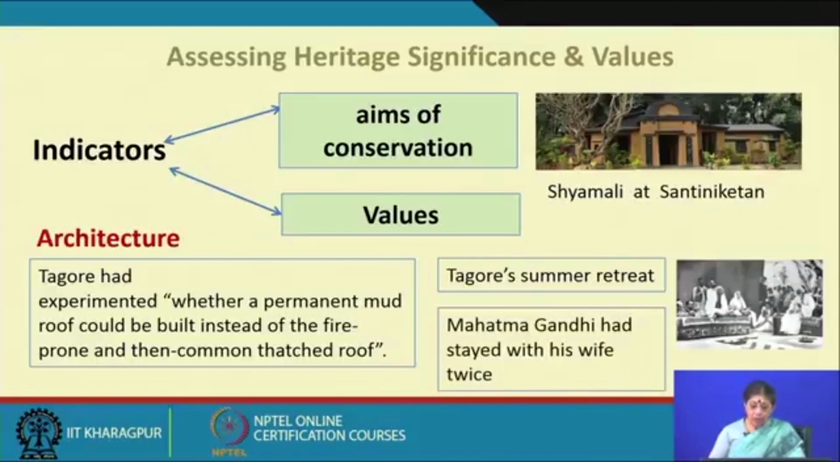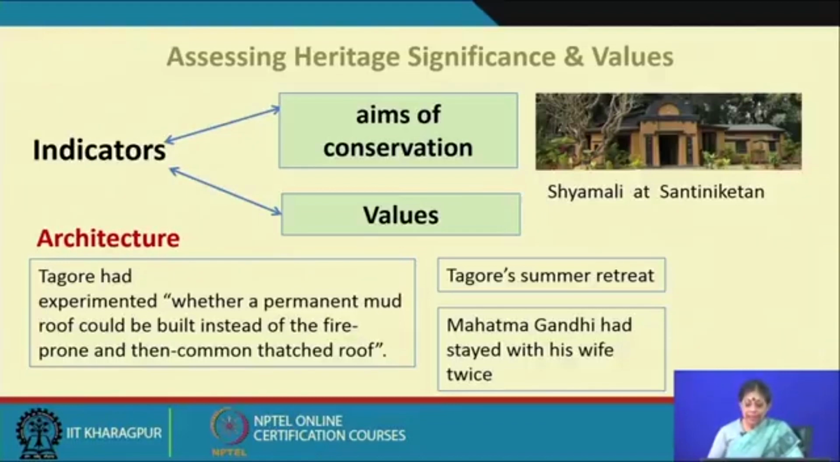And also, as I say, this is an association with Tagore, and also Mahatma Gandhi had stayed with his wife twice when he visited. So, that means that the value of that, if you try to do, one is the association, because it is association with Tagore, and also association with Mahatma Gandhi, and association because it is an example of an architectural or construction technique. So, these are the values of that.